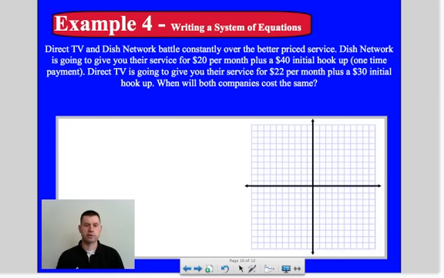Okay, so example 4, talking about satellite TV. I want you to go ahead and read through that problem and set up that. You might have to adjust your intervals to get the information in on the graph.